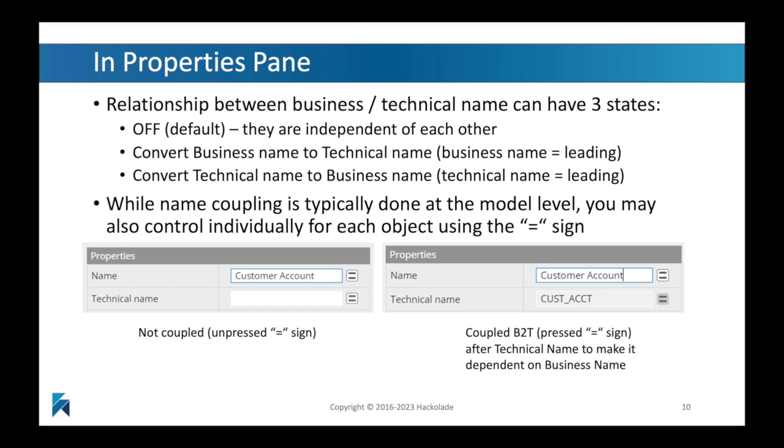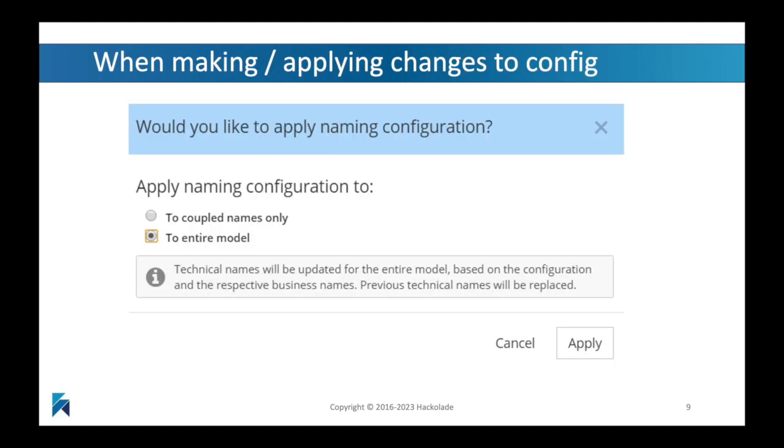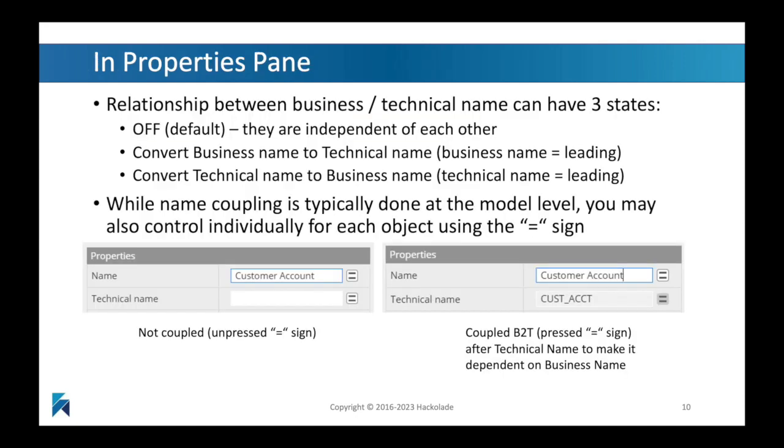Typically, you would organize your name coupling at the model level. But as you can see here, with the pressing or unpressing of the equal sign next to your properties, you can do this at the individual level. And that is why you had that option here in the applying changes dialog, right, where you can either apply it to the coupled names or to the entire model.